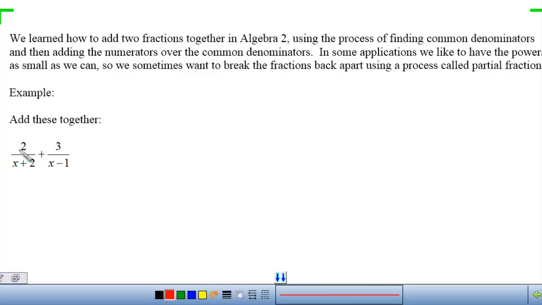So I have some quantity over x plus 2 plus 3, or any quantity over x minus 1. So in order to combine these two, I need a common denominator. So in this case, we would go ahead and make the common denominator the product of the two of these.